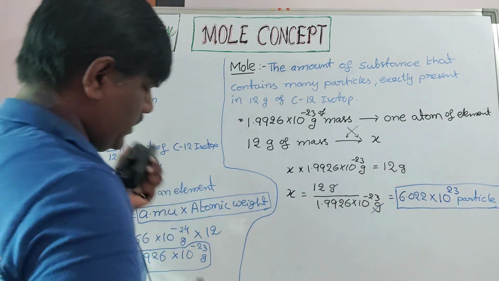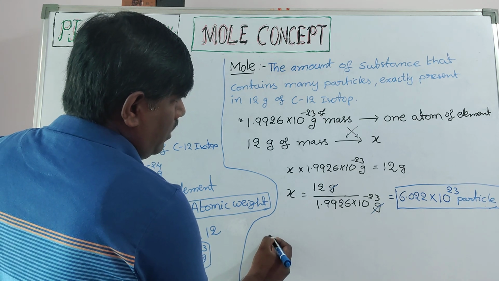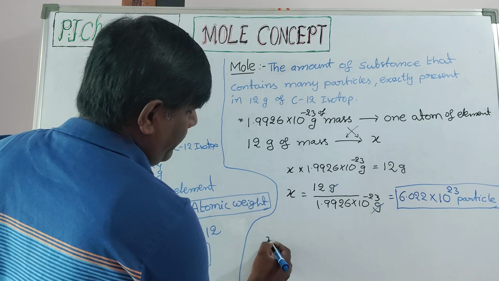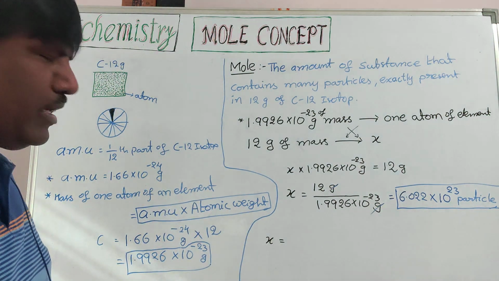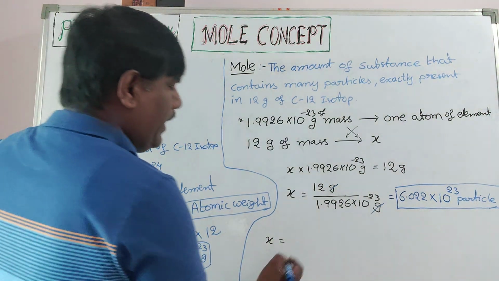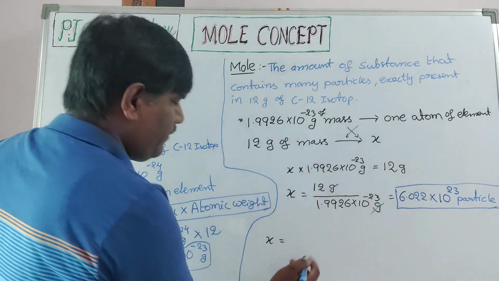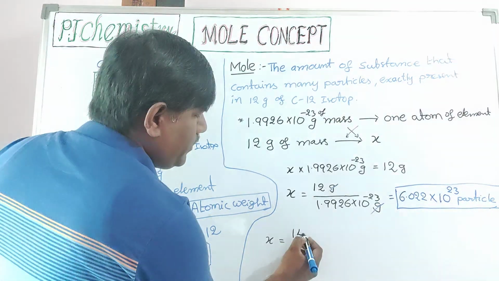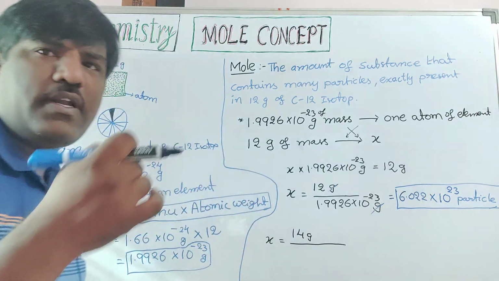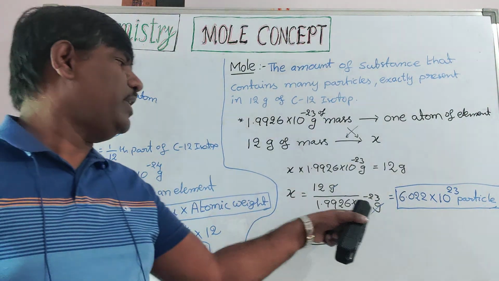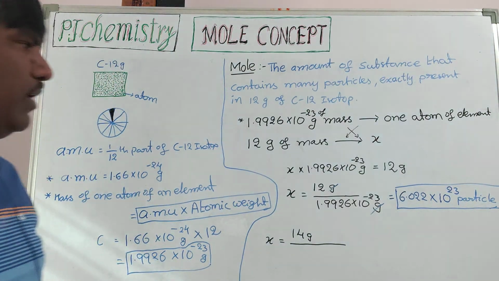The same. For example, here x equals, for nitrogen. 12 grams is nothing but carbon's atomic mass. In the same way, here we mention 14 grams. 14 grams divided by the mass of one atom of nitrogen. I want it for nitrogen.